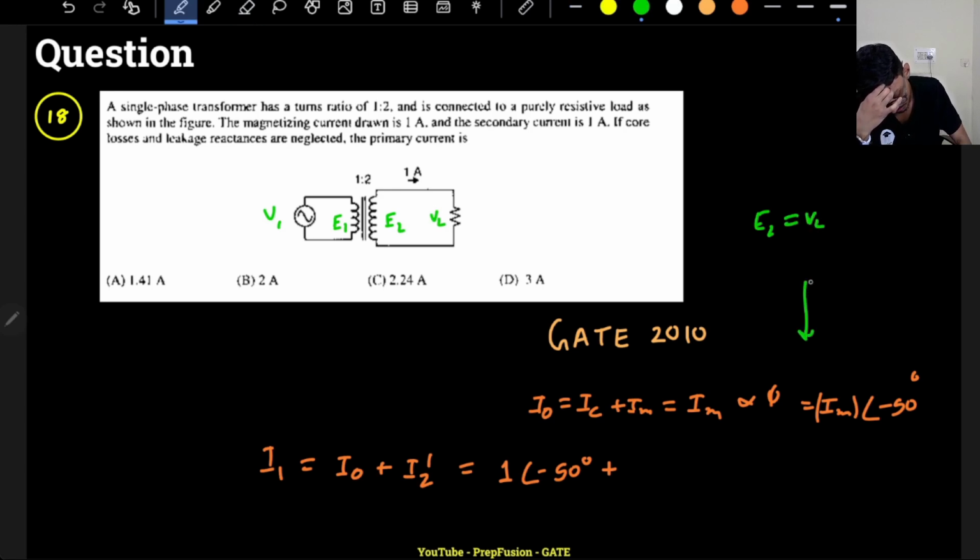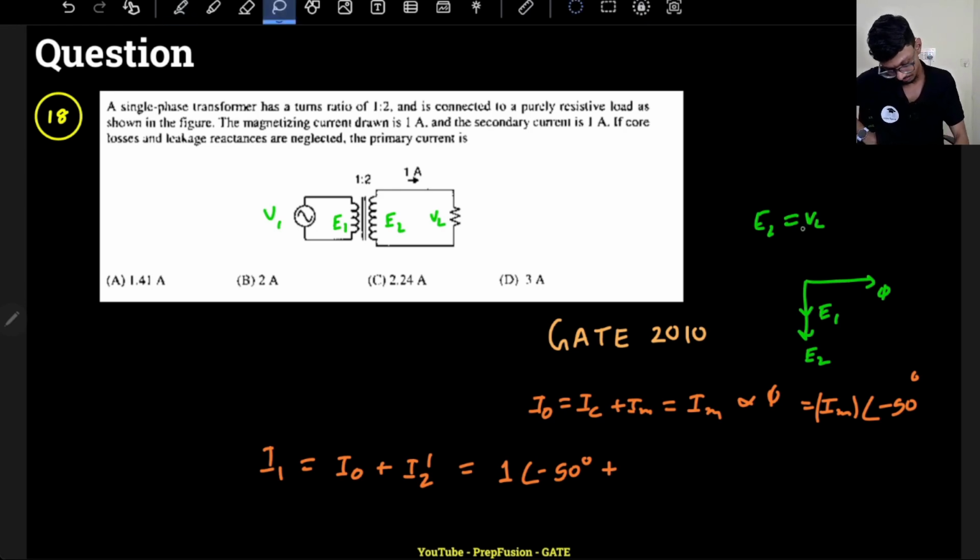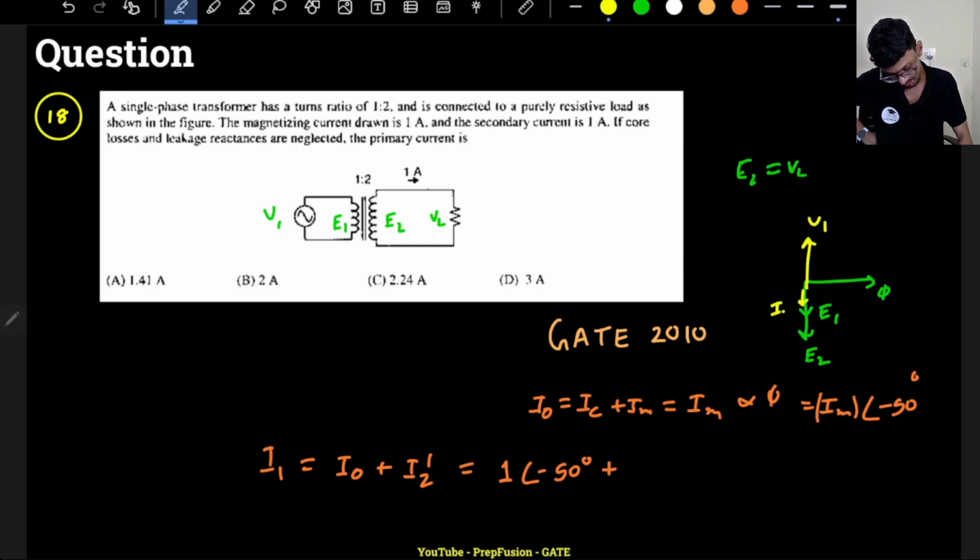Phasor will be some, like this is my flux phi not that. Okay, sorry if you heard something else, I meant flux. So this will be E2, E1, and this will be my V1 basically, right? And V2 will also be here only because my I2 is in the same direction, because it is a purely resistive circuit.